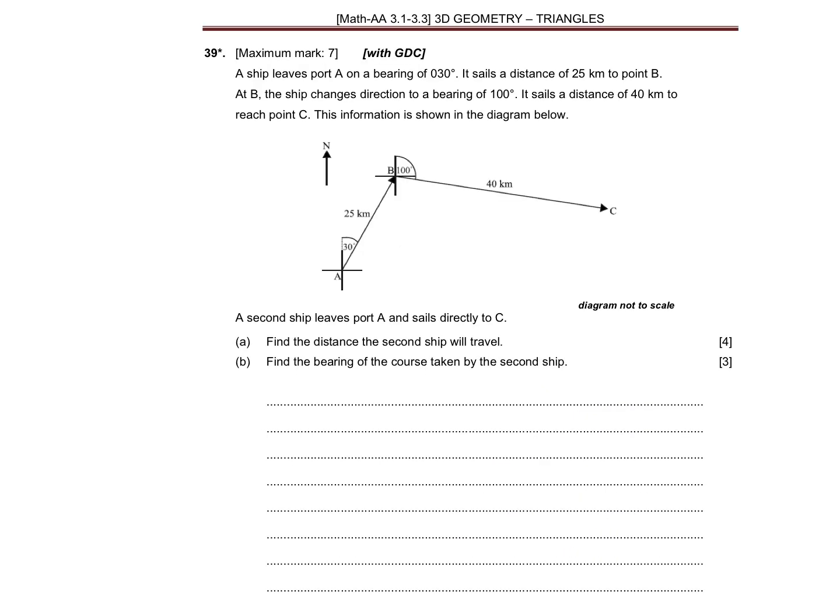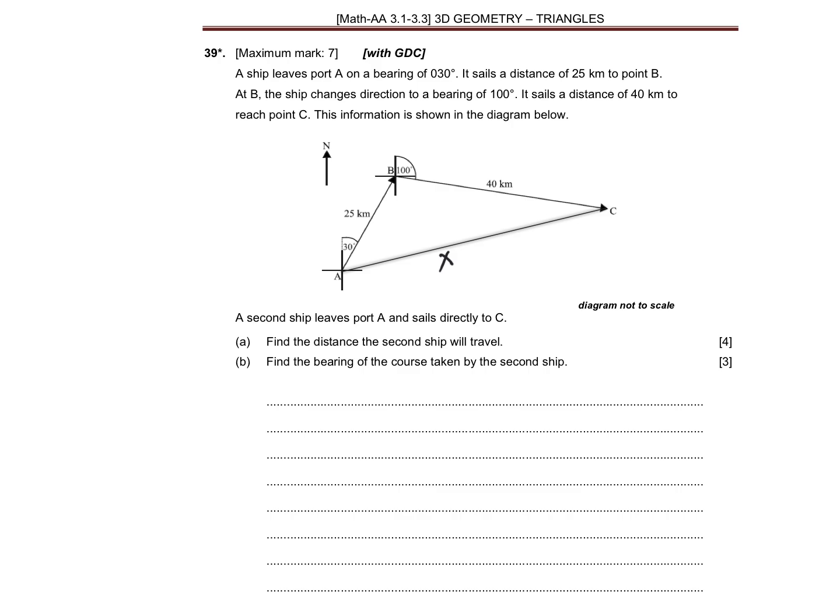All right, a ship leaves port A on a bearing of 30, so counterclockwise with the north. It sails a distance of 25 to point B. At point B, it goes 100 degrees. It sails a distance of 40 to C. A second ship leaves A and sails directly to C. Find the distance it will travel, and find the bearing of the course taken by the second ship. So that means we will want that whole thing.